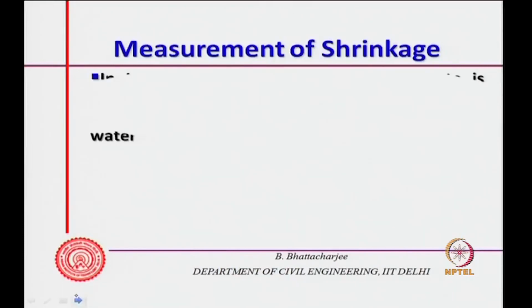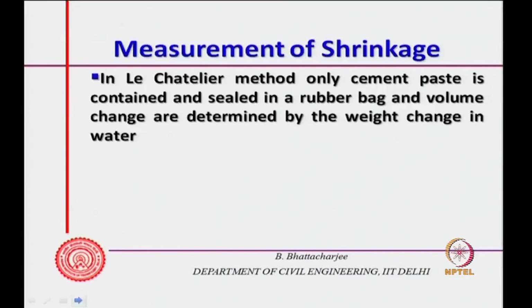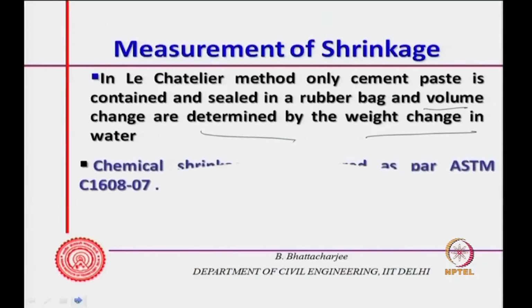While if you look at Le Chatelier's method, which is also measuring dimensional change in cement paste, it is contained and sealed in a rubber bag, and volume changes are determined by the weight change in water. So, the whole sealed bag you can put in water, and any change in volume together with the rubber bag, because the rubber can expand or contract according to the expansion or contraction of the specimen. So, as the specimen contracts, the rubber bag will also contract and its volume change you can find out. That is Le Chatelier's principle.